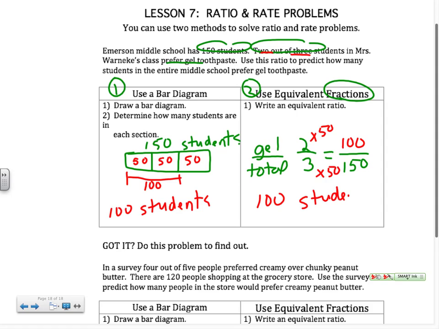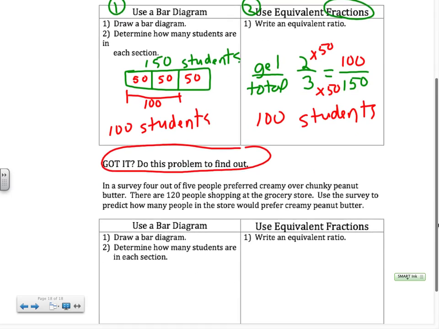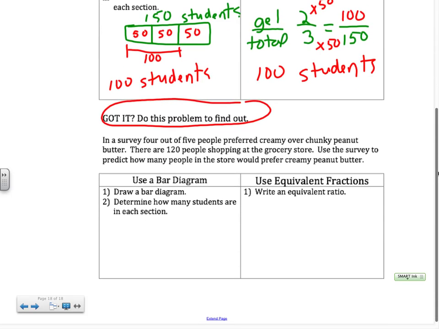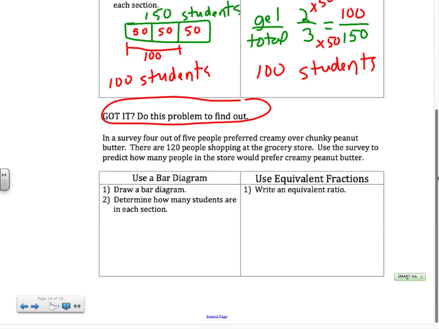All right, your assignment is to do the got it and see if you can use either method to solve. Actually, I want you to use both methods just to try them to solve this problem. So go ahead and do that.